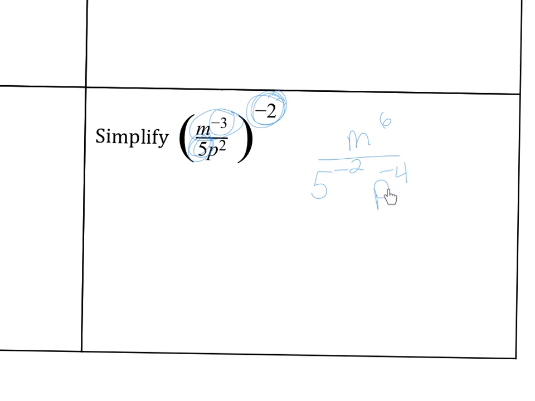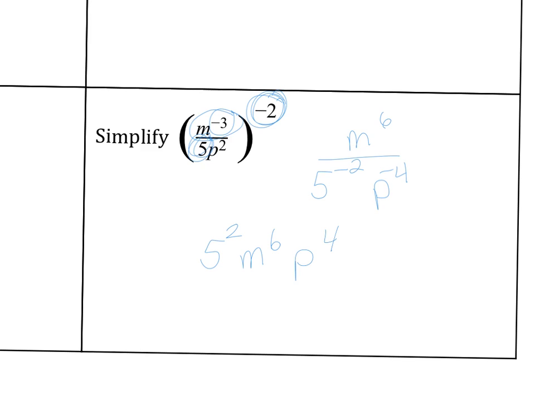I can't have a negative exponent. This 5 to the negative 2, also not okay. So we'll take them one step at a time. Since I can't have a negative exponent, the way to deal with this is to put it on the other side of the fraction bar. So this will come to the top. I'll have a 5 squared on the top. The m to the 6 is fine where it is. And then this p to the negative 4 also can't have a negative exponent, so that'll pop to the top as well. P to the 4th.